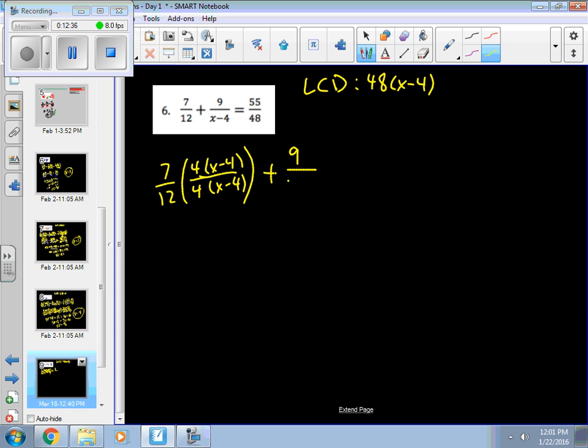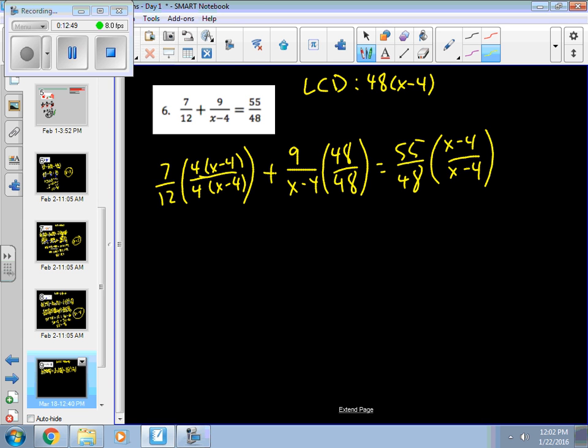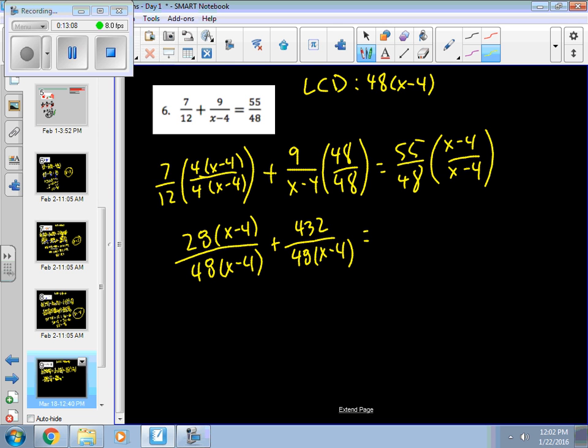The second one needs 48. And the last one is going to need, looks like the x minus 4. Okay, so go through and do all the multiplying. 7 times 4 is 28 times x minus 4 over 48 x minus 4. On the second one, 9 times 48 is going to be 432 over 48 times x minus 4 equals 55 times x minus 4 over 48 times x minus 4.